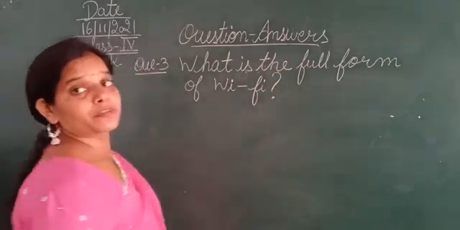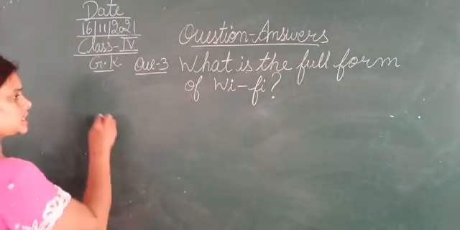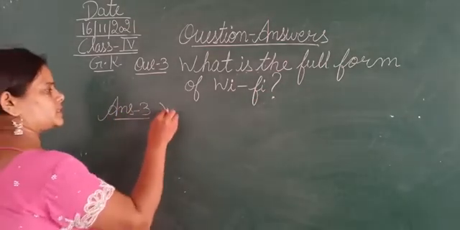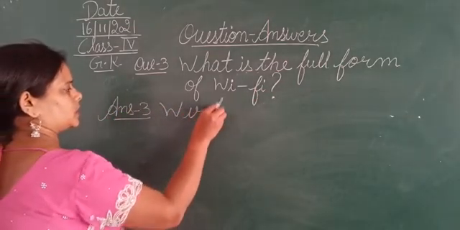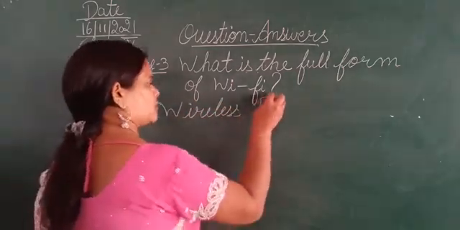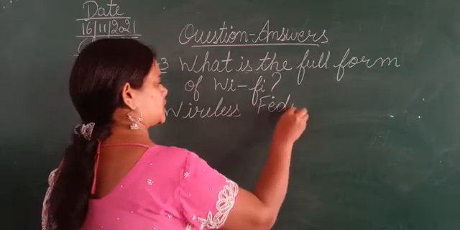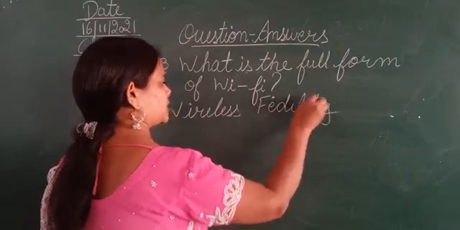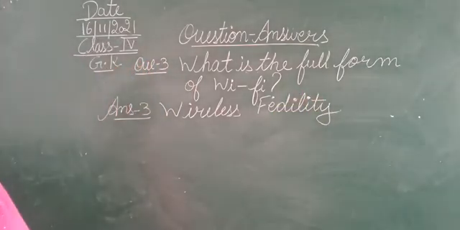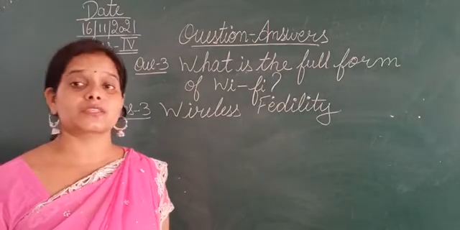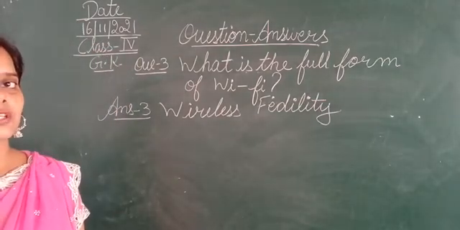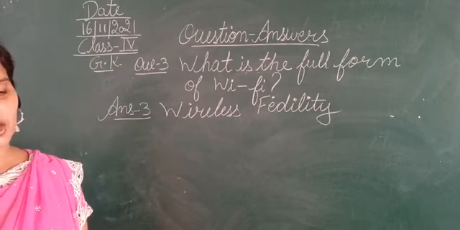What is the full form of Wi-Fi? The answer is wireless fidelity. That is wireless fidelity. So the full form of Wi-Fi is wireless fidelity. Okay, so note down answer number 3 in your notebook.